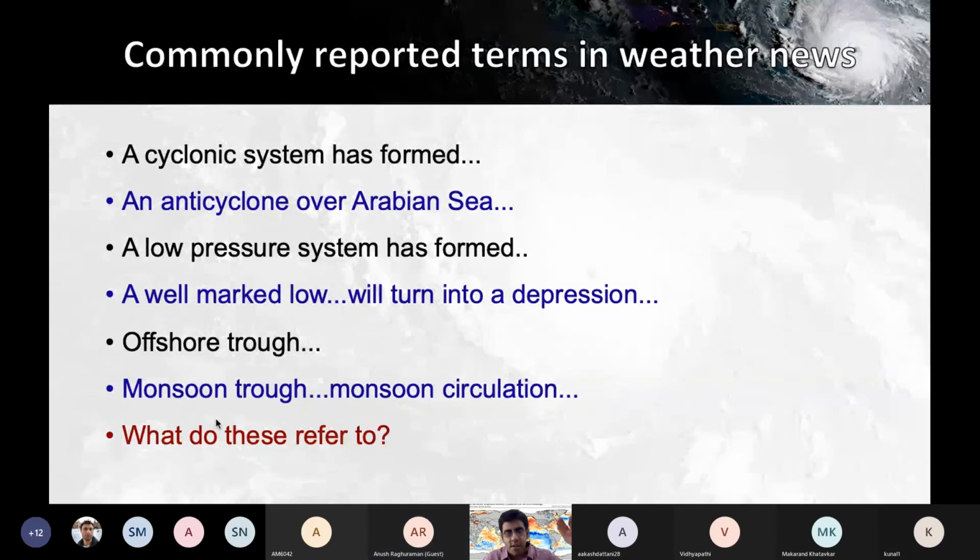I have a small section which talks about why we should be ready to face more extremes as we move into the future climate scenario.